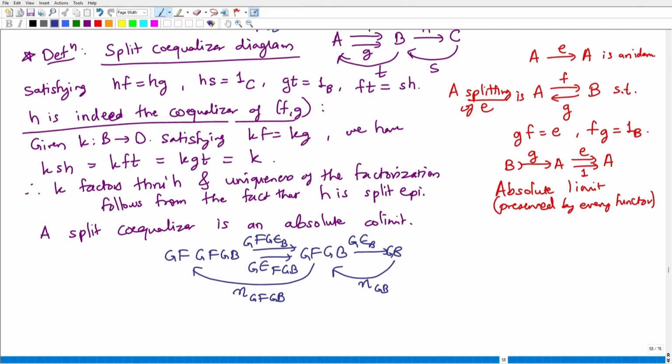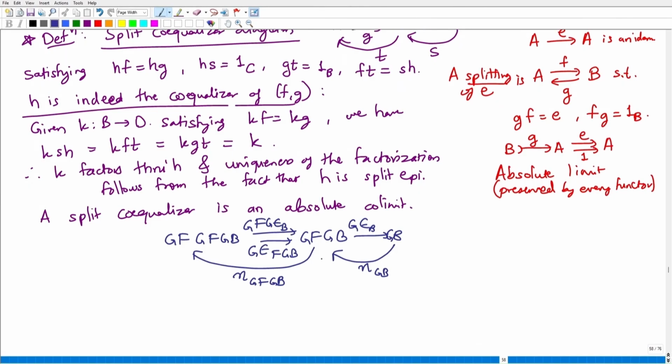Why does the outside thing commute? Okay, do it as an exercise. Let's leave it, let's not spend time on this. But this is a split coequalizer diagram. You should be able to verify this.